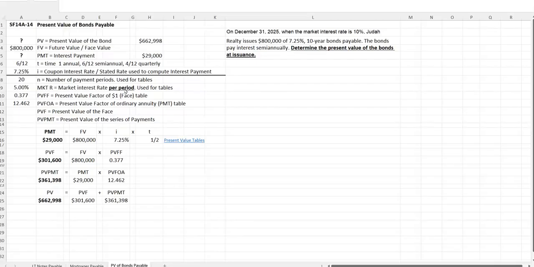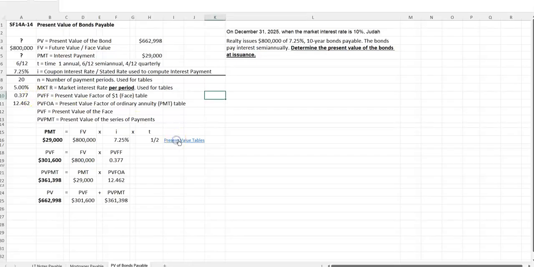And the 10-year semi-annual, 2 payments per year, the 10 comes out to 20. The N, the number of payments, will come out to 20 payments, and the rate that we use on the tables will be 5%. And these will be the factors that we'll come up with. First one is present value of the face. This will be the smaller one.